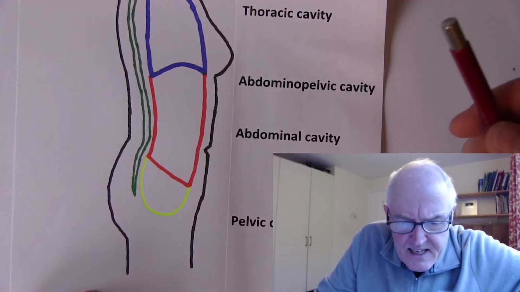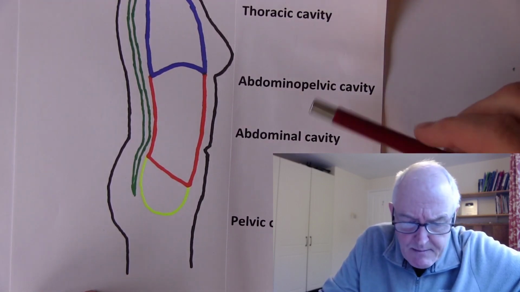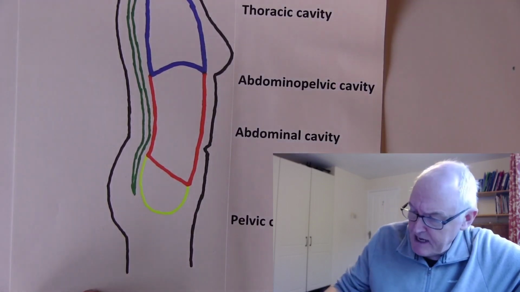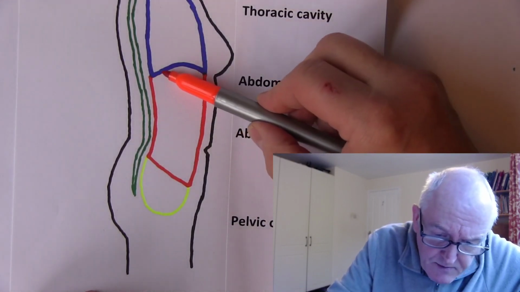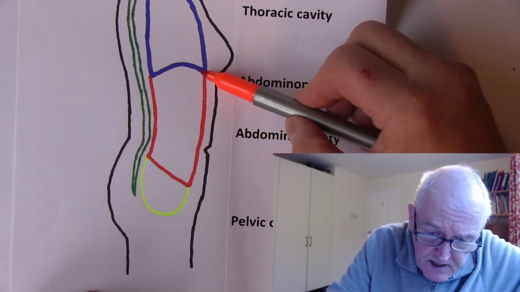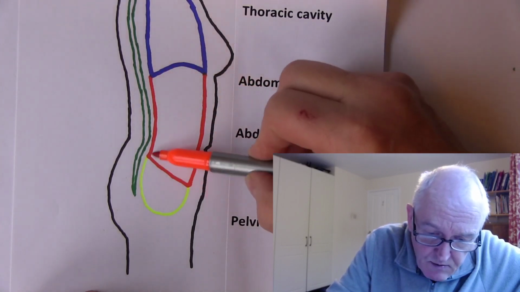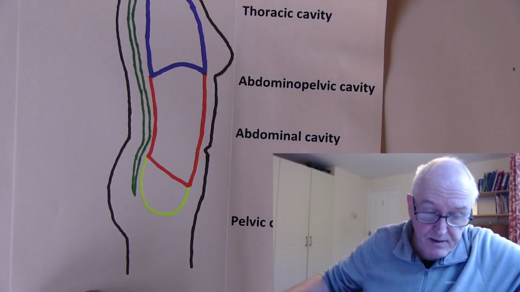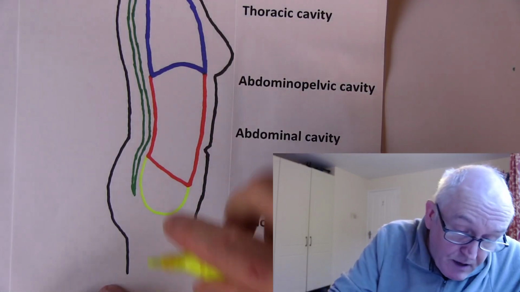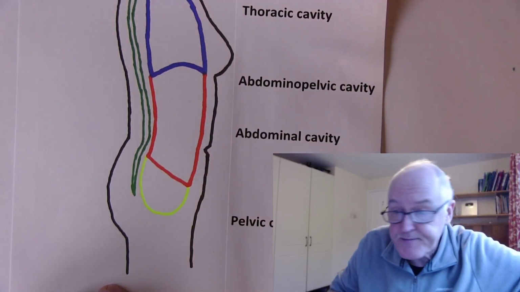But medically it's very often useful to think about the abdominal cavity as being separate. So the abdominal cavity is actually this part here. The top part of the abdominal cavity is the inferior surface of the diaphragm, and that's it there, we've drawn in orange. And then the pelvic cavity is the bit below that. So this is the pelvic cavity here in yellow.